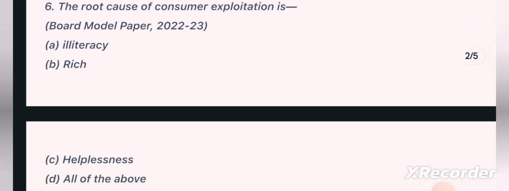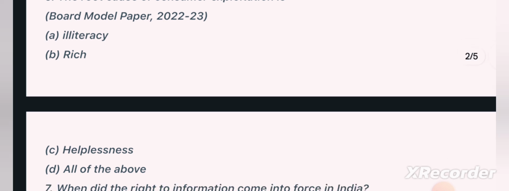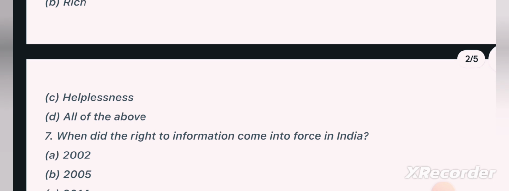6. The root cause of consumer exploitation is: A. Illiteracy, B. Rich, C. Helplessness, D. All of the above. Question number 7.